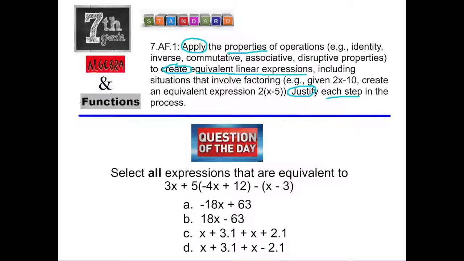Today's question is: select all expressions that are equivalent to 3x plus 5 times the quantity negative 4x plus 12 minus the quantity x minus 3.